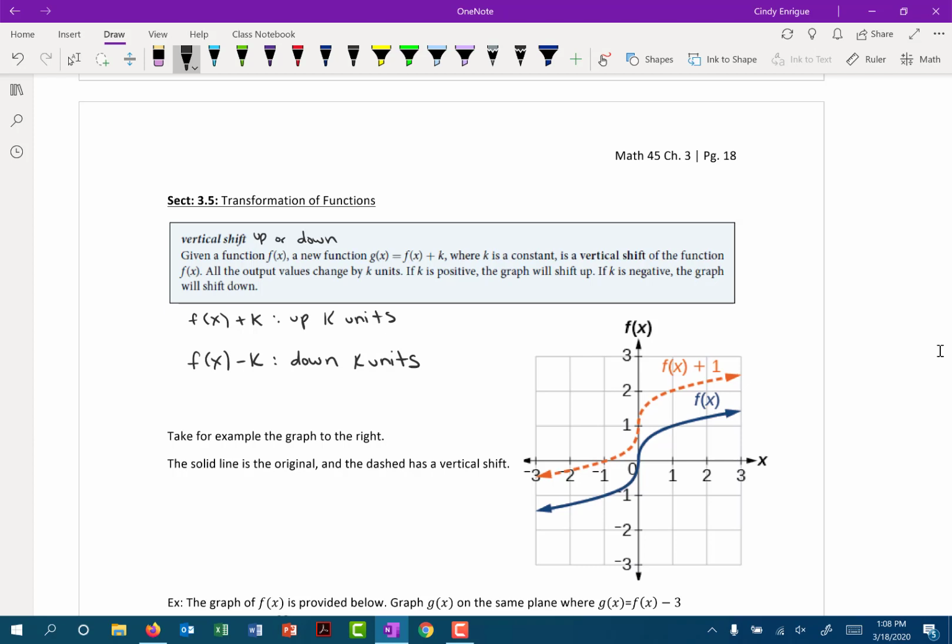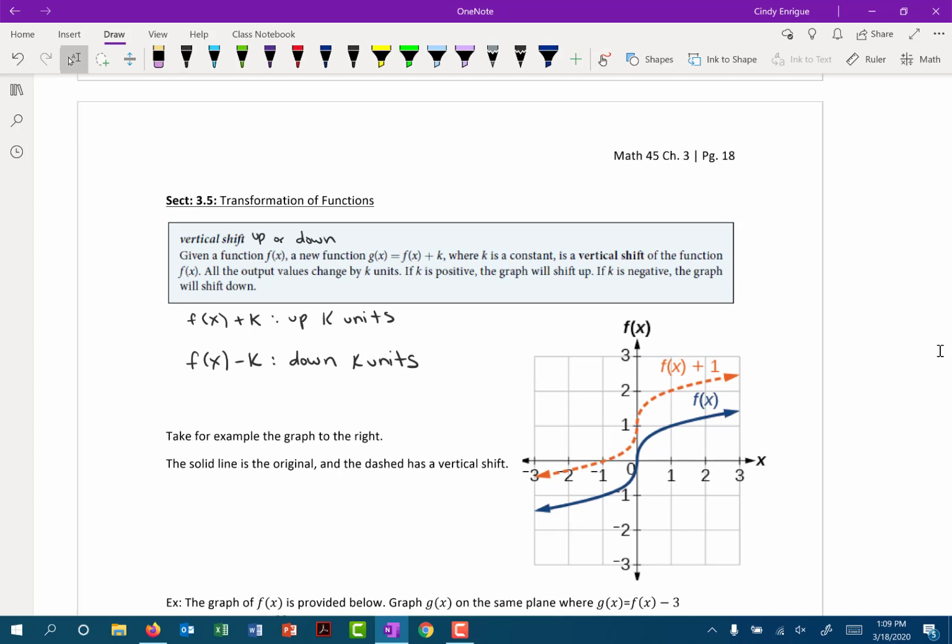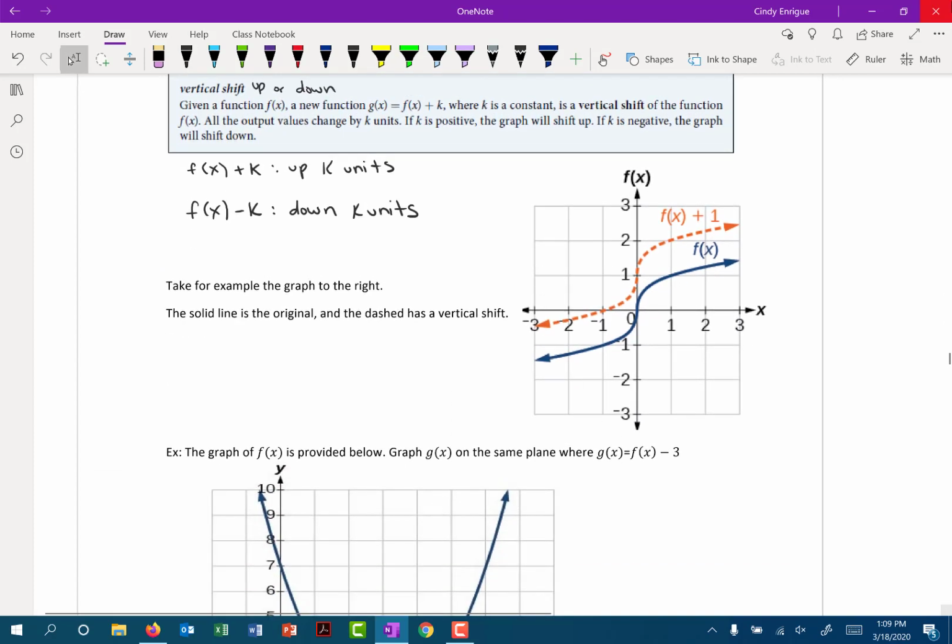And remember, it's at the end. So the entire function plus something or the entire function minus something. That's going to be very important. So, for example, look at the graph to the right. So here we see our original graph. Our original graph is f of x. Now, the orange graph is actually the graph plus 1. So everything got moved up 1 unit. Okay, so that's my function getting moved.